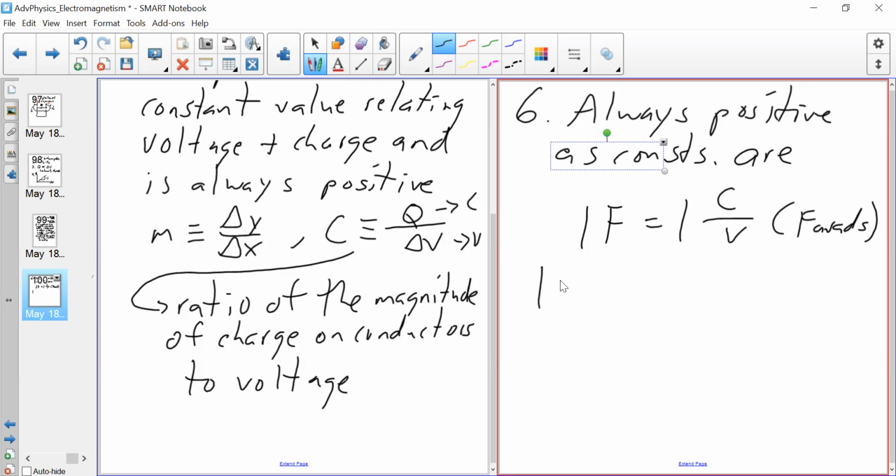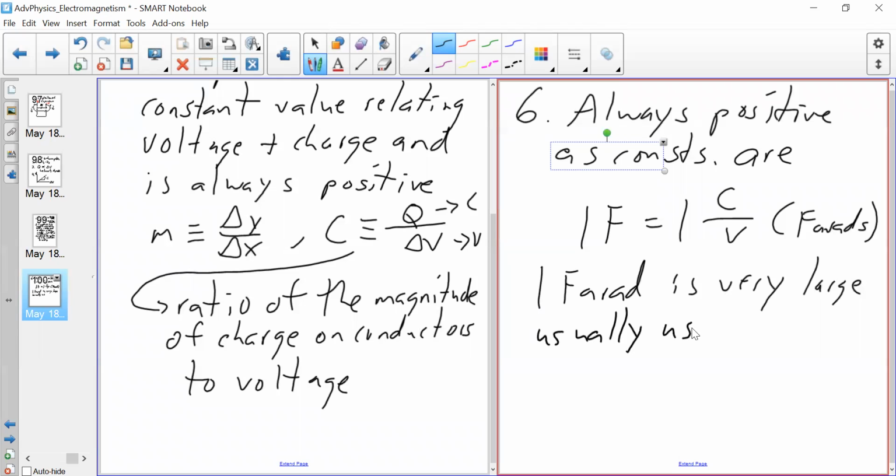But we usually talk about micro and nano and picofarads. So 1 farad is very large. We usually look at pico to microfarad, stuff like that. You'll see a lot of your problems say, okay, this capacitor of 2 picofarads, 6 microfarads.